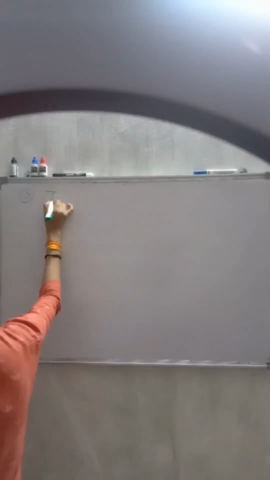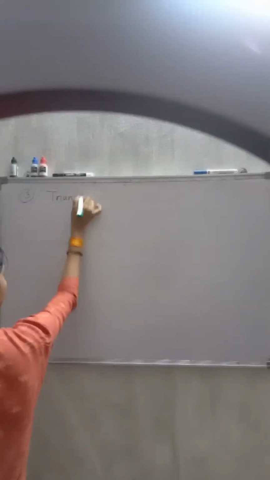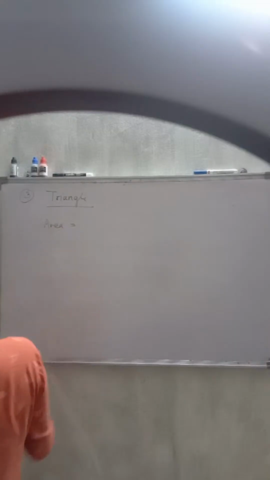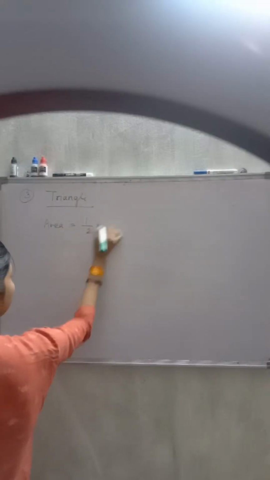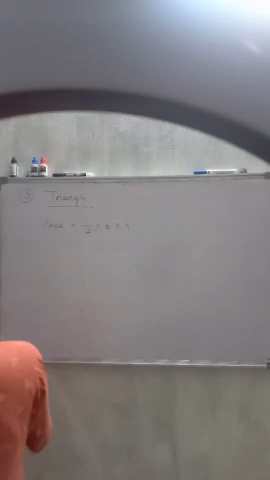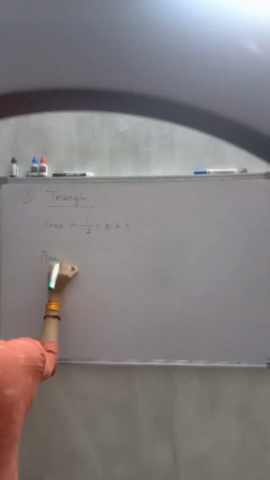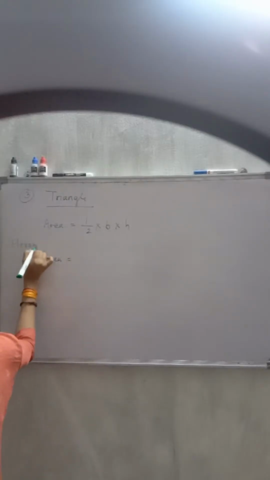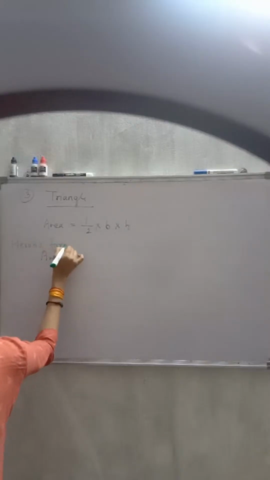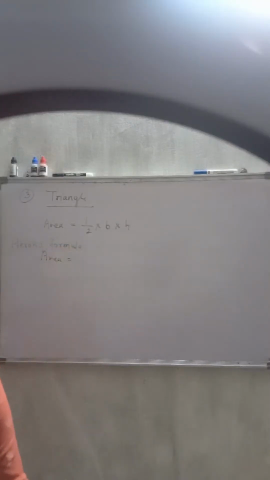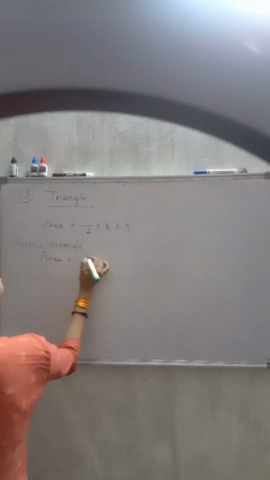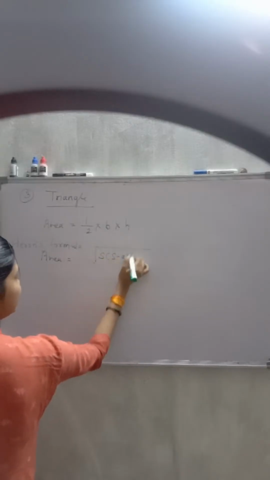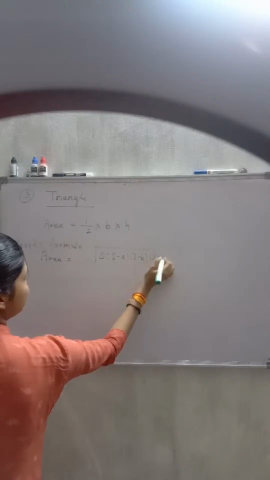Third is triangle. So area of triangle, general formula is half into base into height. Apart from this, we also know one formula known as Heron's formula. This is also used for finding area of triangle. And this formula is under root of S into S minus A, S minus B, S minus C.